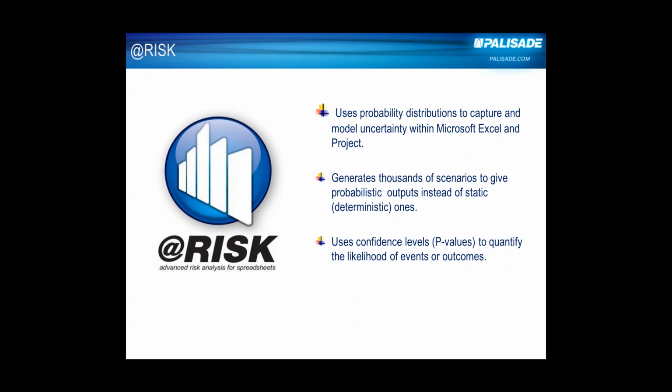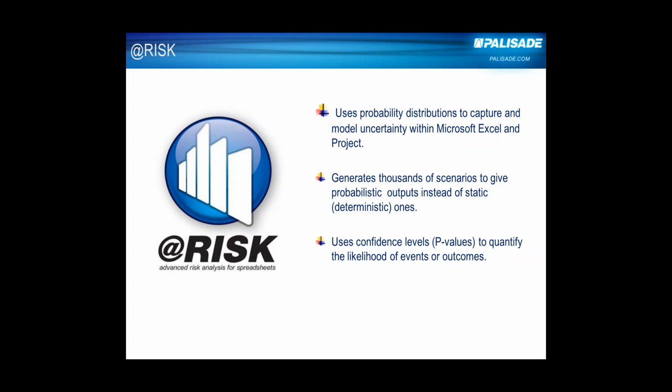But just to give you a quick run through of what @RISK does, it uses Monte Carlo simulation, and the idea behind this is that instead of living in a static or deterministic world where we can predict the future with extreme accuracy, which of course is a nonsense, we use probability distributions to capture and model uncertainty within Excel or Project. The way that @RISK does this is by using these probability distributions to generate many thousands or tens of thousands or hundreds of thousands or even millions of different scenarios to show lots and lots of different combinations of possible events, rather than just seeing one possible worldview, a static or deterministic one.